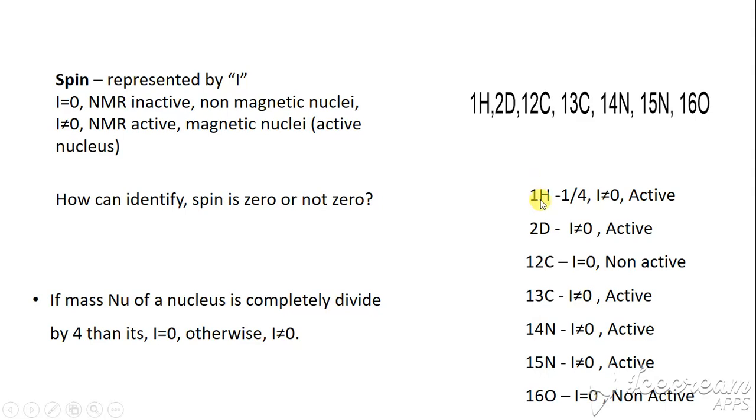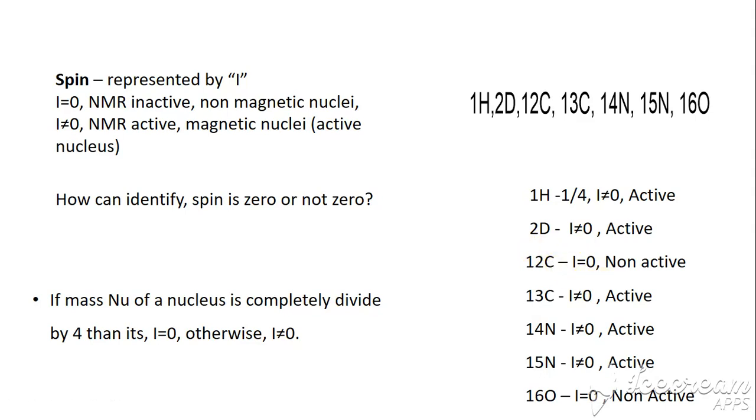The proton, hydrogen, has a mass of one, and one is not completely divisible by 4, so the spin does not equal 0, so it's an active nucleus. Carbon-13 is also used for NMR spectroscopy, because 13 is also not completely divisible by 4 and the spin does not equal 0, so this nucleus is also active. But carbon-12 is not used for NMR spectroscopy, because 12 is completely divisible by 4 and the spin is equal to 0, so this type of nucleus is non-active.